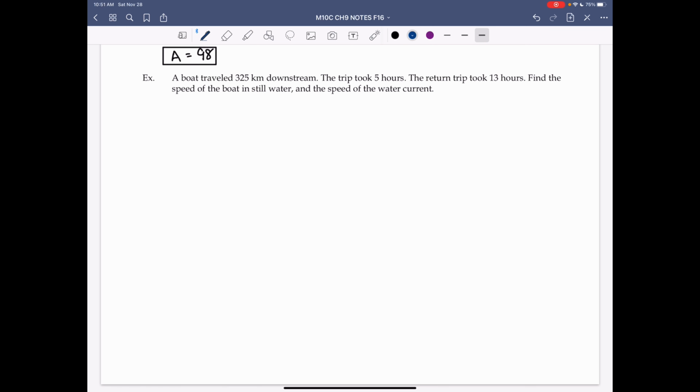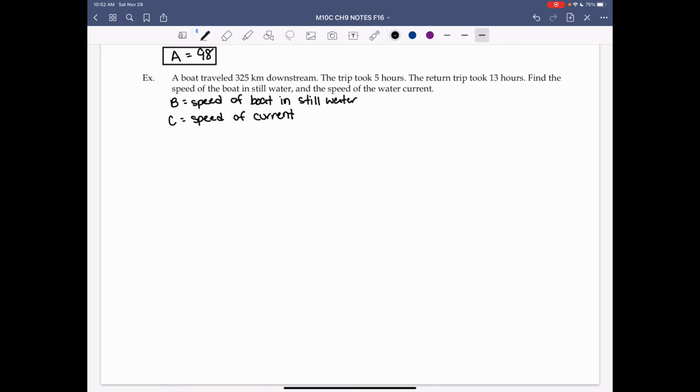So we need to define our variables. The question tells us what we're looking for: the speed of the boat in still water and the speed of the water current. So we can say that B equals speed of boat in still water and C equals speed of current.